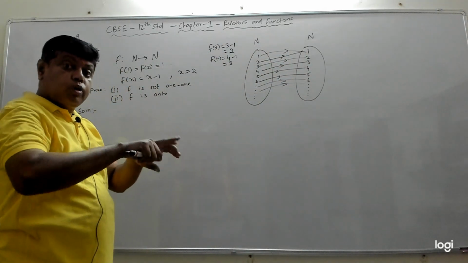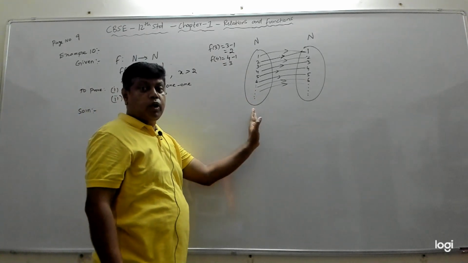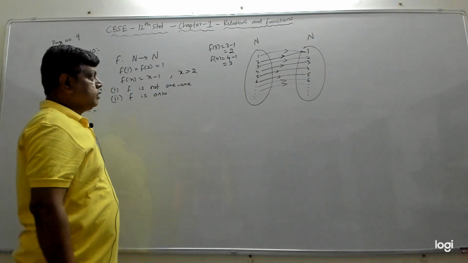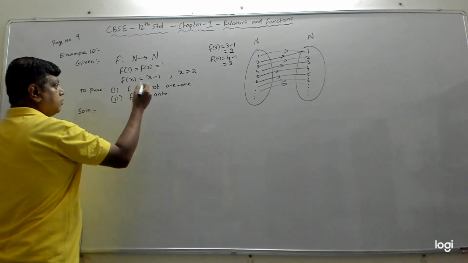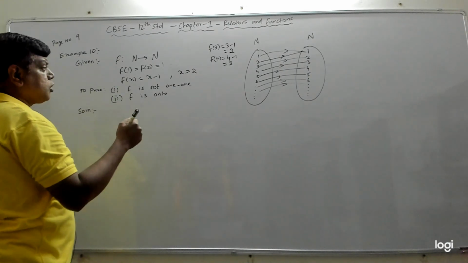Two different elements in this set, which is the domain, should have two different images in the set codomain. So therefore it is not 1 to 1. So we'll go by the definition of a function to be 1 to 1.